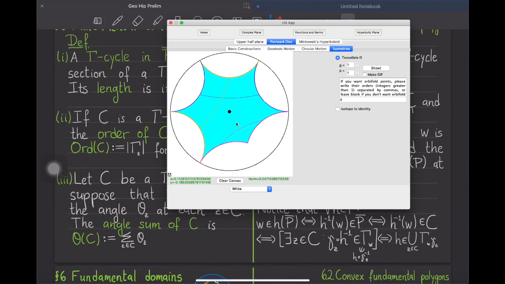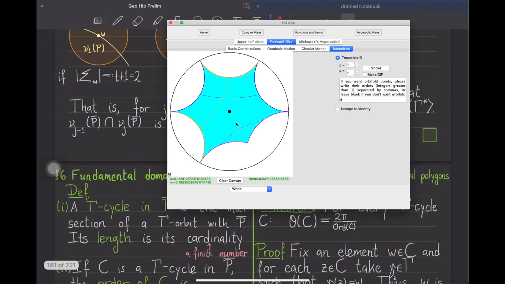Okay, but to summarize, what the Poincare polygon theorem says is, as long as you satisfy certain somewhat technical numerical conditions, you can start producing Fuchsian groups with certain desired behavior. Okay, and then let's leave it there.